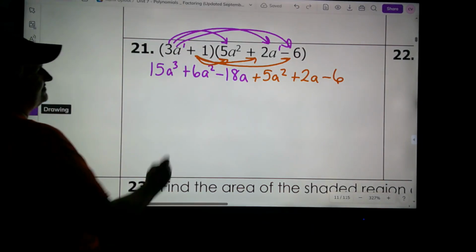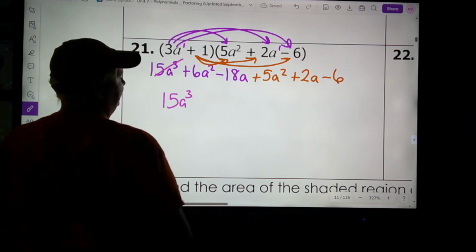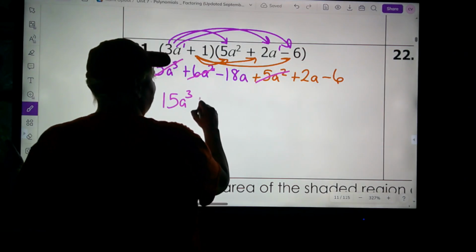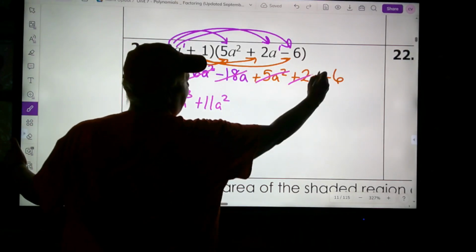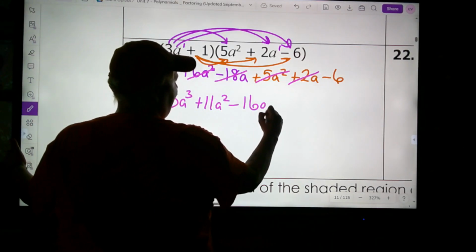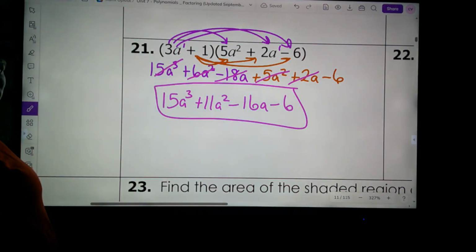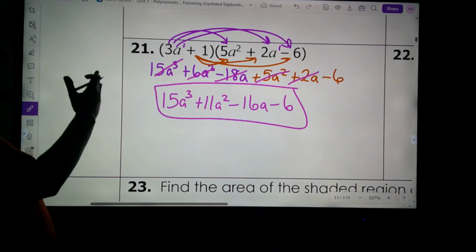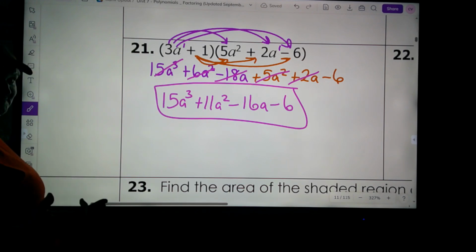Combine your like terms. Highest exponent, 15a to the third, cubed. 6a squared plus 5a squared is 11a squared. Negative 18a plus 2a is negative 16a. Negative 6. Slow and easy, people. You could do this all day as long as you were calm and patient, because it's the same steps. As long as you're calm and patient, you could do it 50 times.